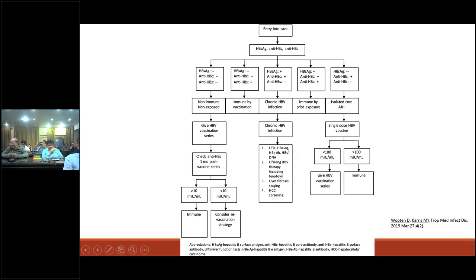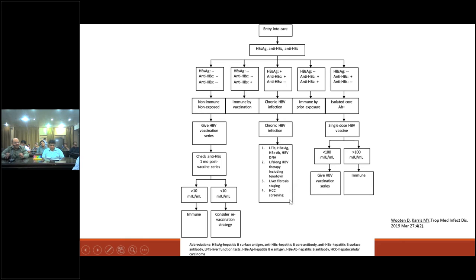When all 3 tests come back negative, that means that the person is not protected against hepatitis B, but also has not been exposed to hepatitis B. In this case, the main thing is to provide the person with the vaccine for hepatitis B, and we'll talk about that more.